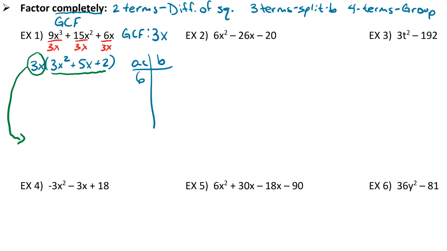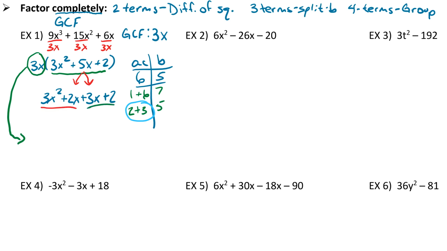A times C is 6 and B is 5. So factors of 6 are 1 and 6, 2 and 3. Everything's positive, so everything stays positive. If we add these up, we get 7 and 5, which means 2 and 3 are the ones that we want. And we can go ahead and do the splitting. So we're going to have 3x squared plus 2x plus 3x plus 2.